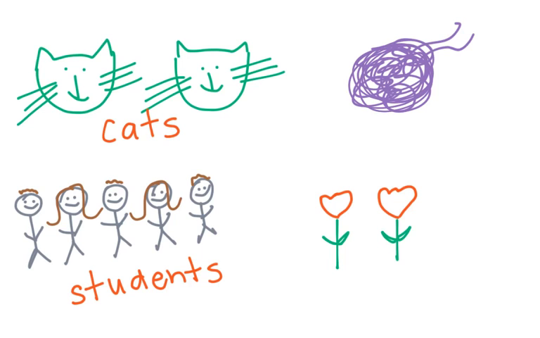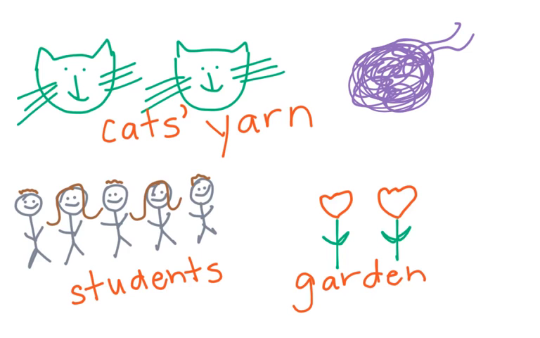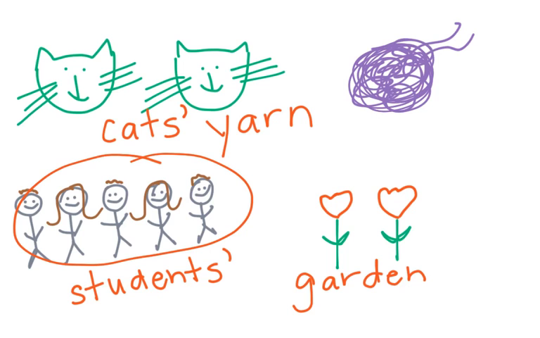So think right now, boys and girls, how would you write that phrase? You would say the cats' yarn. The yarn belongs to both cats, so the apostrophe has to go after the S. And down here we have the students' garden. The garden belongs to all the students. So we put the apostrophe after the S. Students' garden. Cats' yarn.